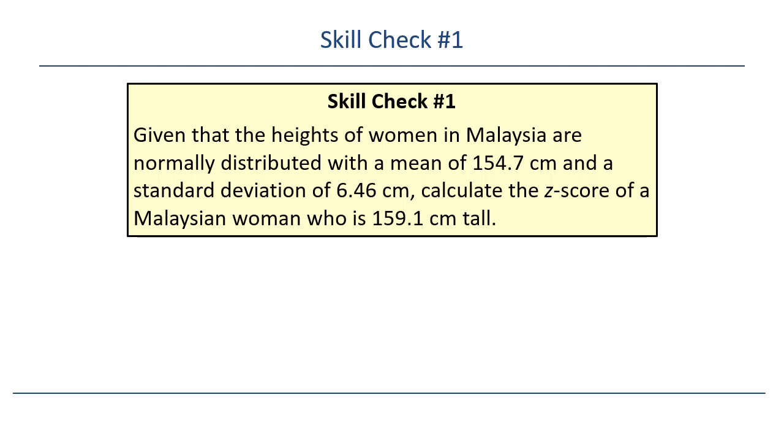So sometimes you can convert things into z-scores in order to figure out percentages, but you don't always have to do that, and I'll show you why in a second. So see if you can answer this one. Calculate the z-score for this scenario. You should have gotten 0.68.